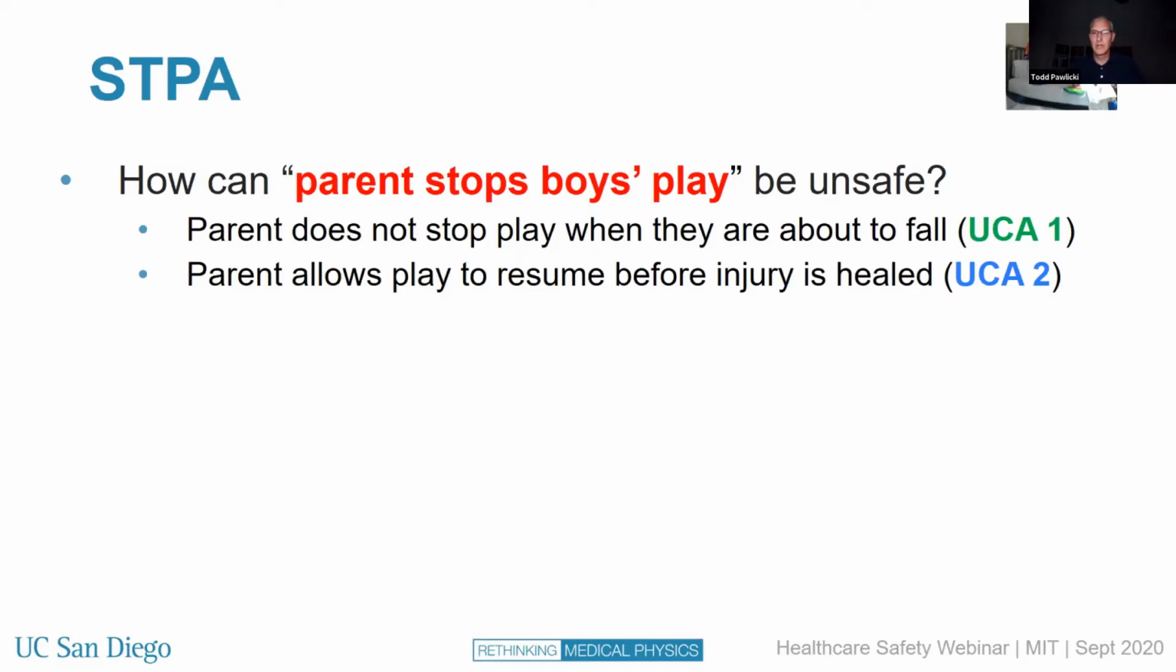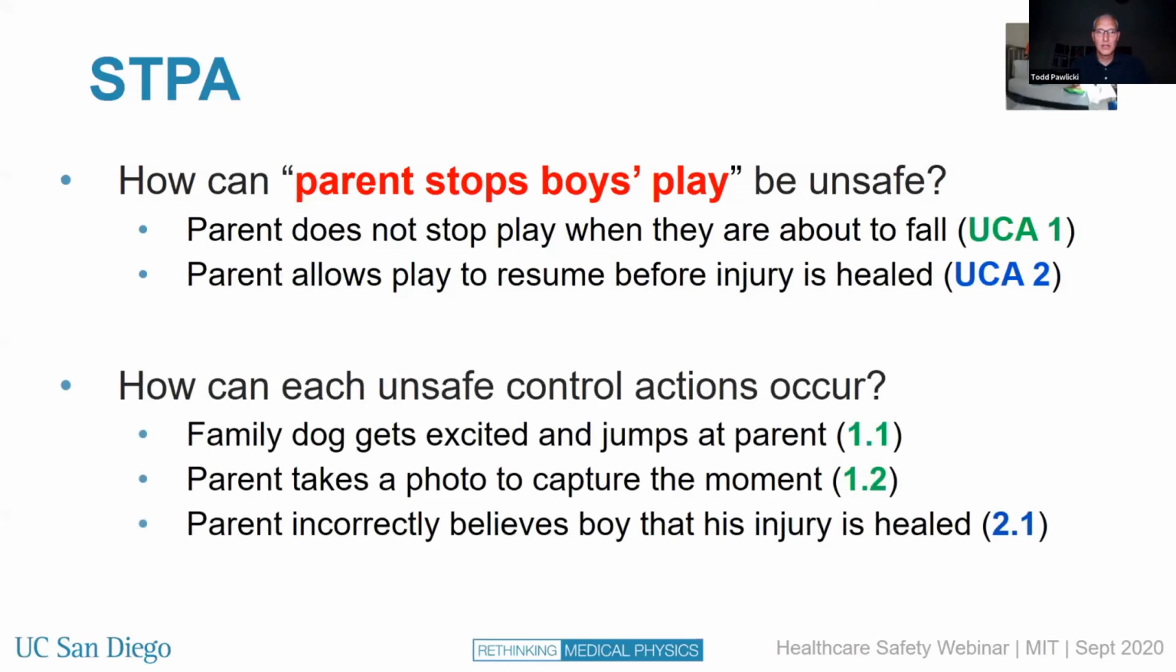Let's say they got hurt and they wanted to get back in the game, and the parent allowed that play to continue before the injury was healed, creating a hazard that could lead to an accident. So now we ask ourselves, what are the causal scenarios that could lead to these unsafe control actions?